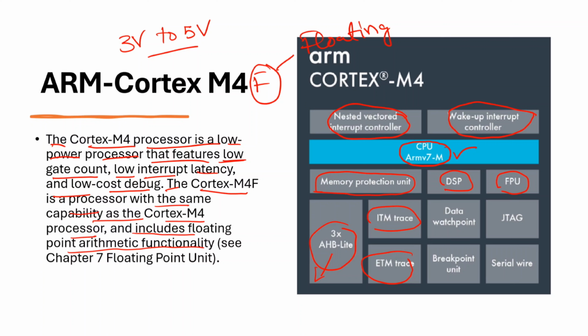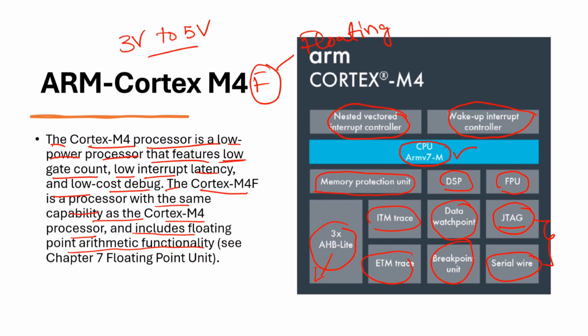Next, data watch points, break points. These two are used in debug mode. Whenever we are debugging the code, the breakpoints and watch points are used to trace the values present in the variable. Next, JTAG. This is one kind of debugger. Next, serial wire debugger. These two are the debuggers present in the ARM-CORTEX M4. It's a simple explanation of ARM-CORTEX M4 block diagram. In the next videos, I'm going to tell you each and every block clearly.